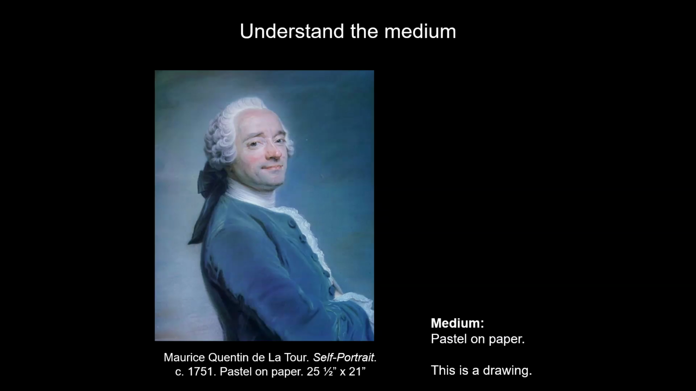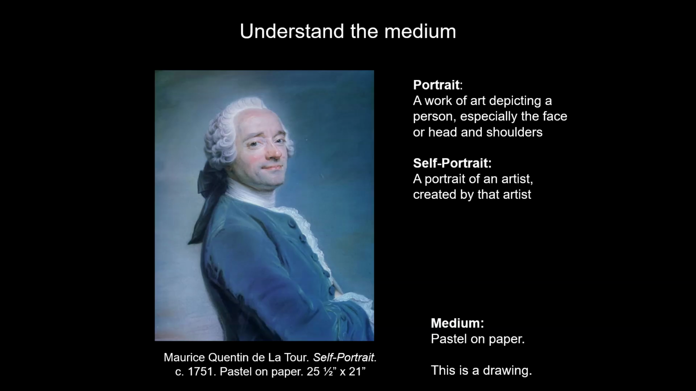And as long as we're looking at the label, let's take a look at the title of this work of art. Self-portrait. So, as we've already said, a portrait is a work of art depicting a person, usually the face and shoulders. And in this case, the work of art is a self-portrait, which you may already know what that means. It is a portrait of the artist created by that own artist himself. So who is this handsome young man? It's that guy, Maurice Quentin de la Tour. This is a self-portrait. Not every portrait is a self-portrait.